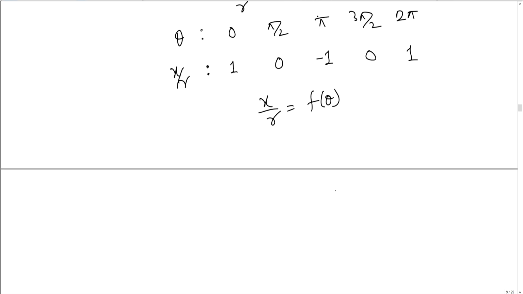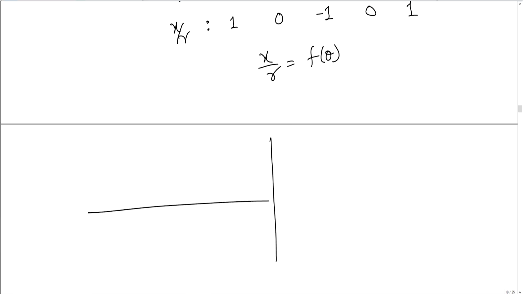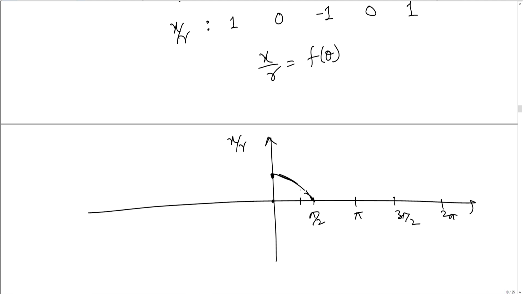Now, it is a different kind of function. Let us try to draw its graph. So, how the value of x by r is changing. At 0, the value of x by r is 1, and at 90 degrees, at pi by 2, let me write pi by 2 here, it decreases and becomes 0, and at pi, it decreases even further and becomes negative, and then it starts increasing and becomes 0 at 3 pi by 2, and then it becomes 1 again at 2 pi, and so on.